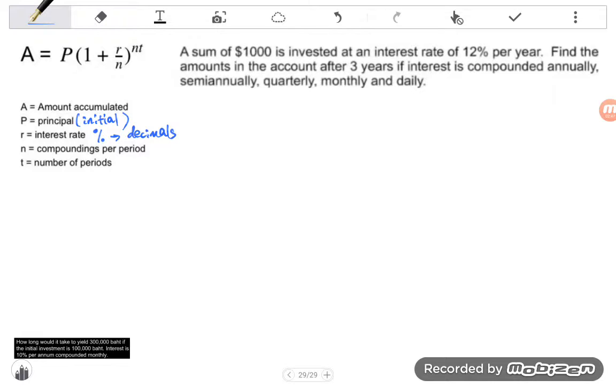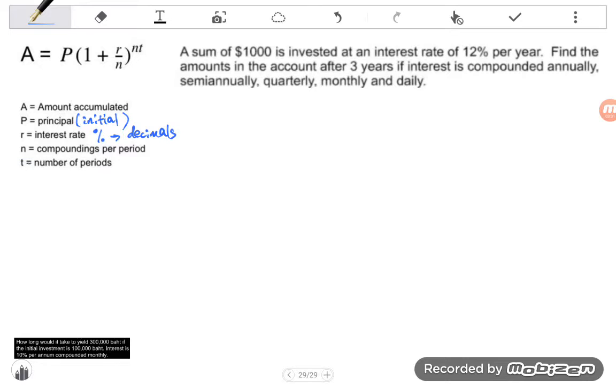Now, N is the number of compoundings per period. In other words, go back to the example I talked about, saving money in the bank. I put the money in the bank, I'm going to get some interest, and the bank says they will pay me every month. Every month means how many times per year? 12 times per year. So that 12 would be my N. For now, your understanding might be a little bit wishy-washy, but don't worry about it. As we come across some examples, you will get a clearer idea.